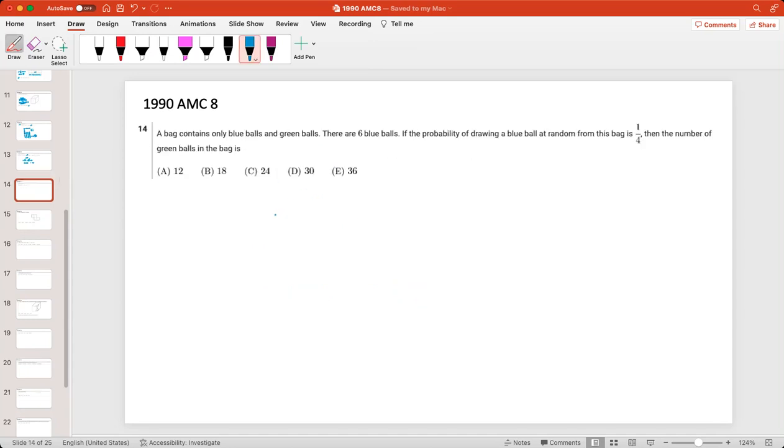Going to question 14. A bag contains only blue balls and green balls. There are 6 blue balls. If the probability of drawing a blue ball at random from this bag is 1 by 4, then the total number of balls in the bag will be 6 times 4, which is equal to 24. Then the number of green balls: 24 minus 6 is equal to 18, which will be green. So we have 18 green balls, which is answer option B. Going to the next question.